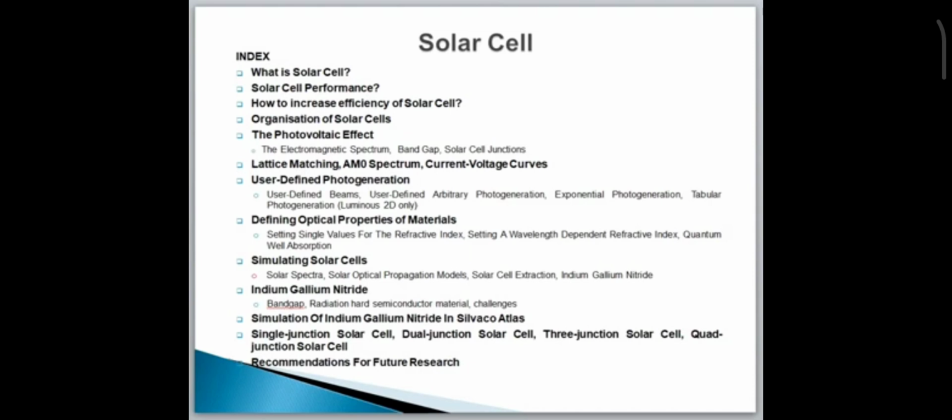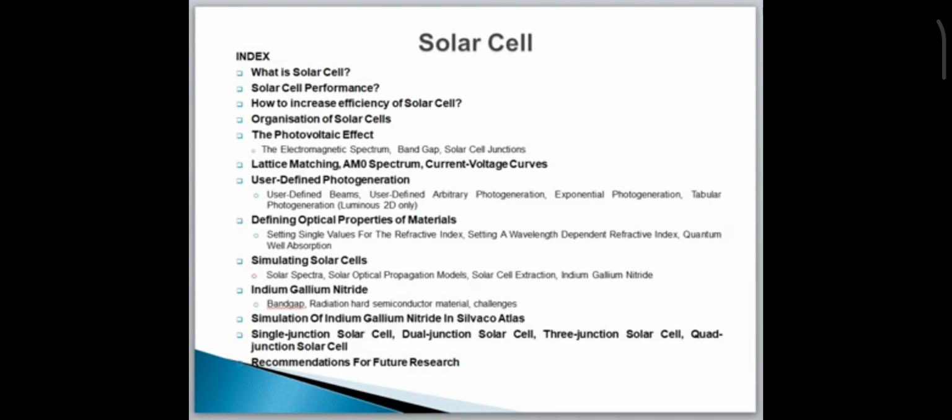There are different types of user-defined photo generation. I will discuss in this presentation user-defined beam, user-defined arbitrary photo generation, exponential photo generation, tabular photo generation. Next, we will discuss the most important parameter of the solar cell, that is how to define optical properties of the material, in which I will explain setting a single value for the refractive index, setting a wavelength dependent refractive index, and the quantum well absorption.